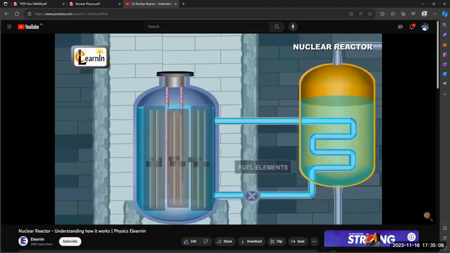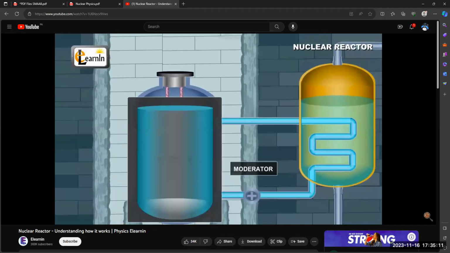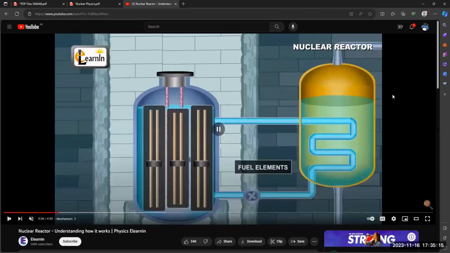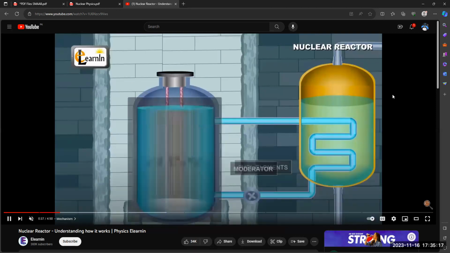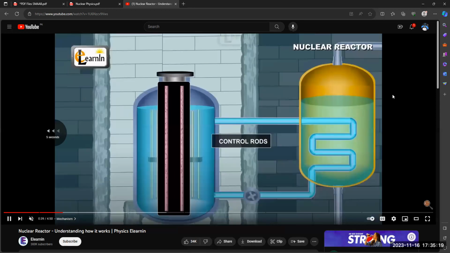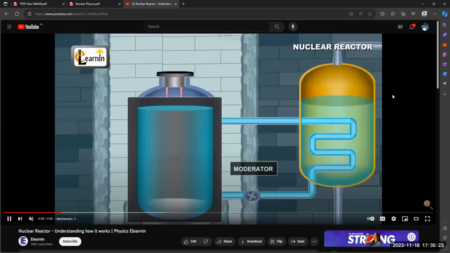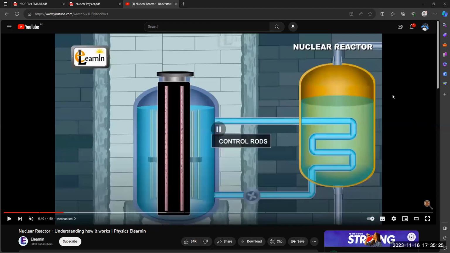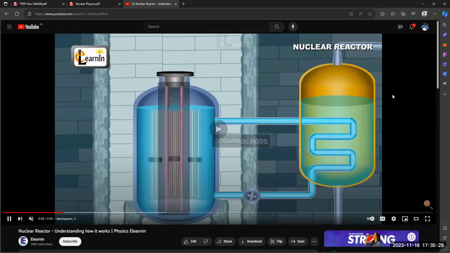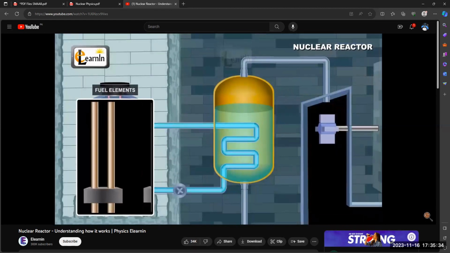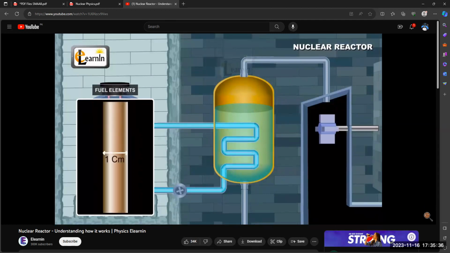So basically, in this process, these are fuel elements. Fuel elements means uranium rods, right? And for the moderator, we are using water. And if we consider the control rods, these are made up of different materials, right? We will also discuss what materials we use to make the control rods to control this whole setup.